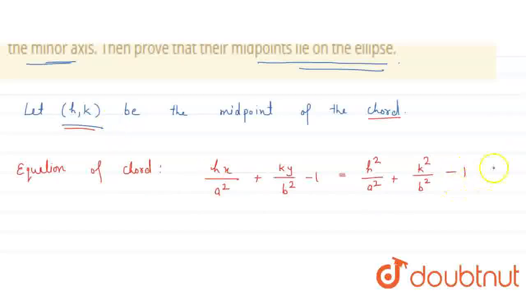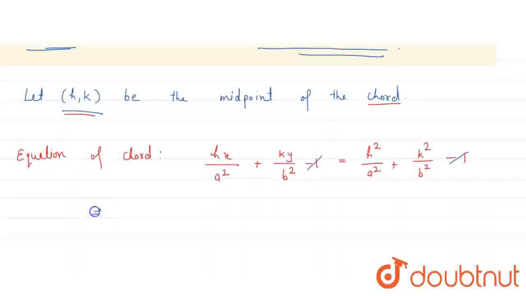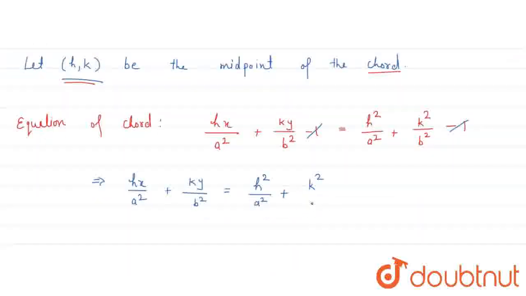So remember this equation. Now simplify this equation. So cancel out minus 1 and minus 1. So what we get? hx upon a square plus ky upon b square is equal to h square upon a square plus k square upon b square.